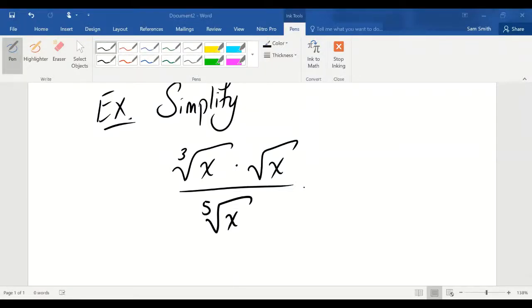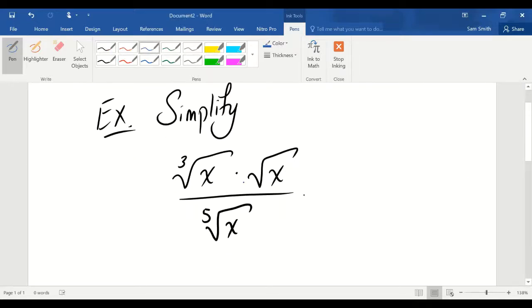So what I would like to talk about today is how we can use the exponential form of roots to simplify something that looks really nasty, like this one: cube root of x times square root of x divided by the fifth root of x. Now, I would argue that what makes this question particularly difficult is that all of these roots have different indices. Cube root has an index of 3, fifth root has an index of 5, and square root has a hidden index of 2.